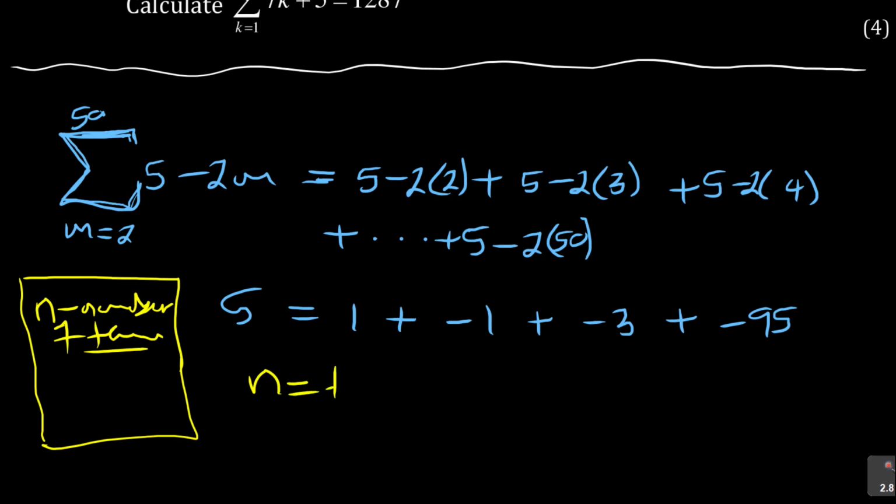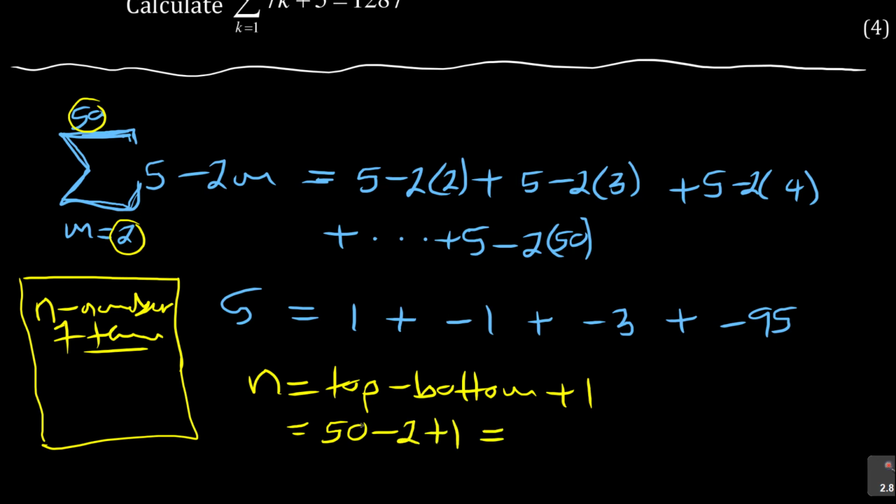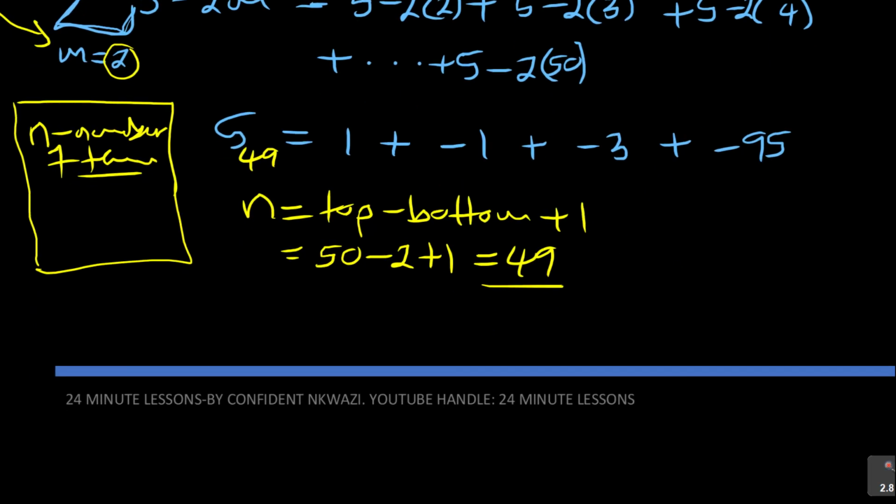n is equal to top minus bottom plus 1, which is equal to, what is my top? It's 50. This is my top, minus my bottom, which is 2, plus 1. What is 50 minus 2 plus 1? 50 minus 2 is 48, plus 1 is 49. So there are 49 terms. That's what I was supposed to put there. Don't put 50 because you say 50. No, just check. Always say top minus bottom, top minus bottom plus 1. It will give you the number of terms. Then from here you are able to do what you have to do.